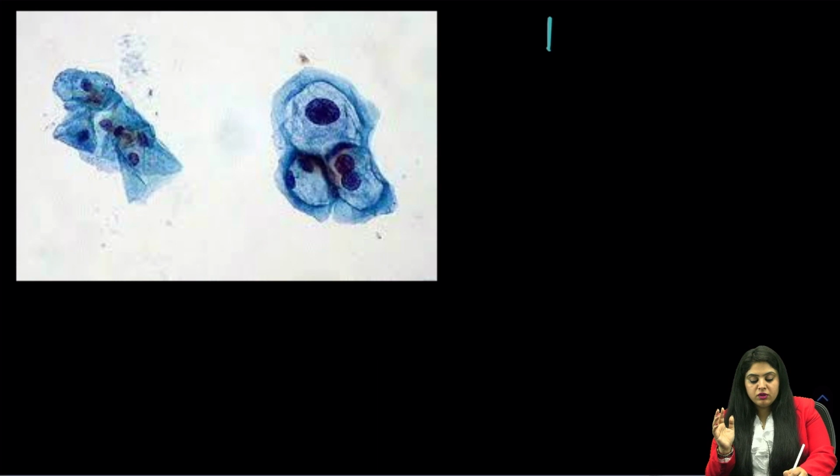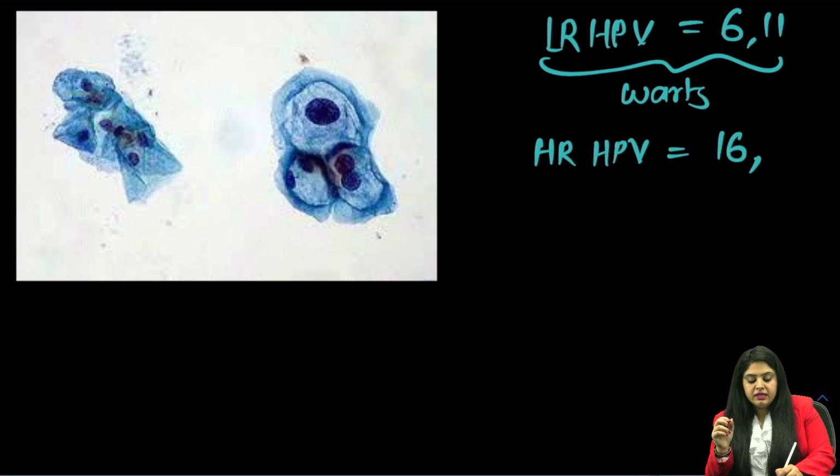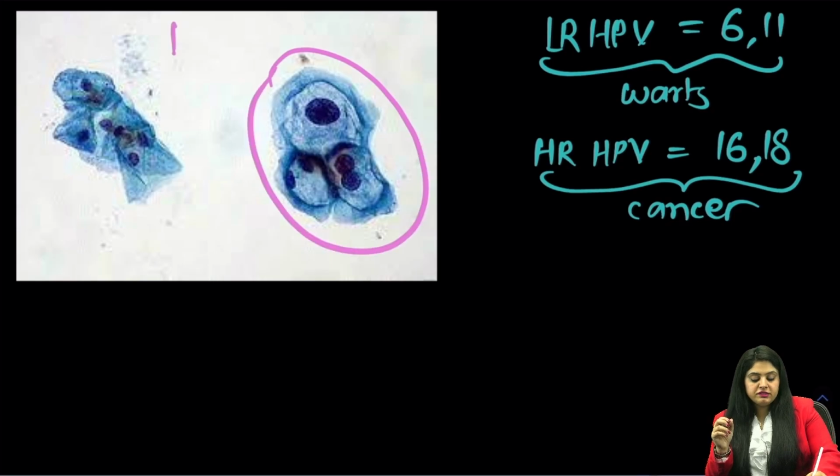When we are talking about low risk human papilloma virus, I will think of small numbers like 6 and 11, which are famous for causing warts, and when I think of high risk human papilloma virus, I will think of big numbers like 18 and 16, which will cause the cancers. Be it any kind of human papilloma virus, what is this cell that you're going to visualize? This is the famous coilocyte.